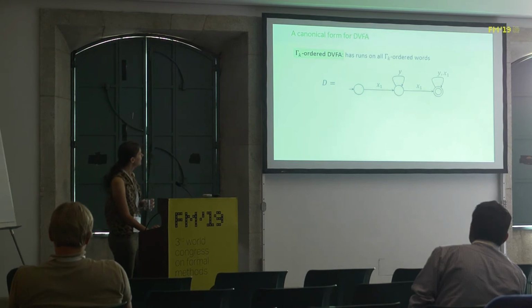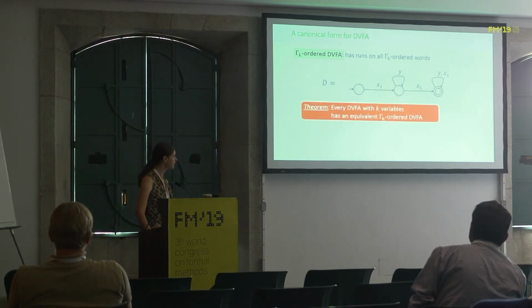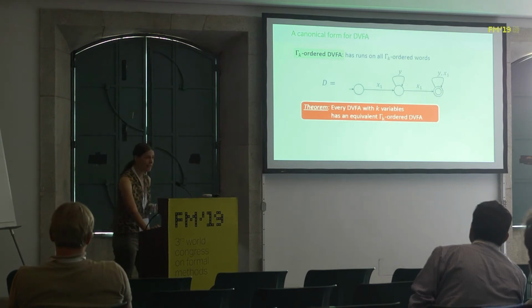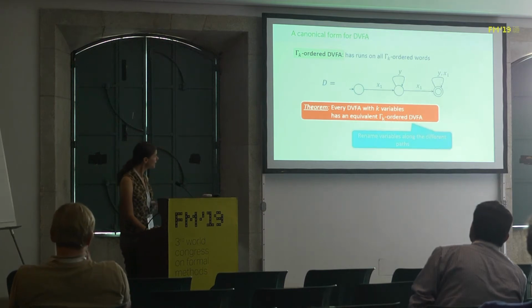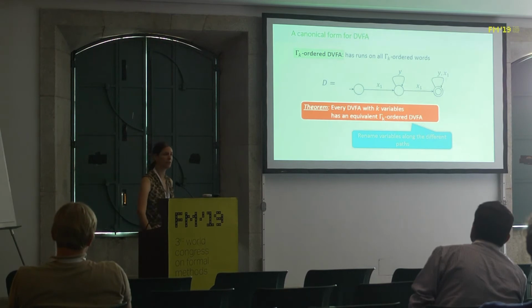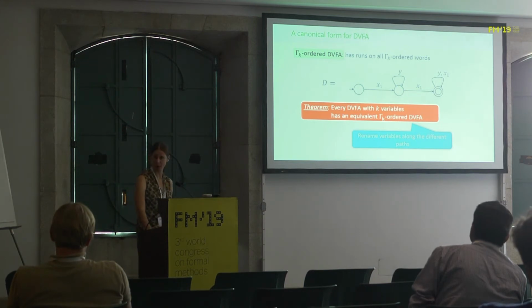And now we can define ordered DVFA, and these are DVFA that have runs on all ordered pattern words. And we can prove that every deterministic variable finite automaton with k variables has an equivalent DVFA in which all the pattern words are ordered. So that will help us with the canonical form. And it's quite easy to do. We just rename variables along the different paths, and sometimes we need to remember the assignment. So it actually has an exponential blow-up, but it's not a hard construction.